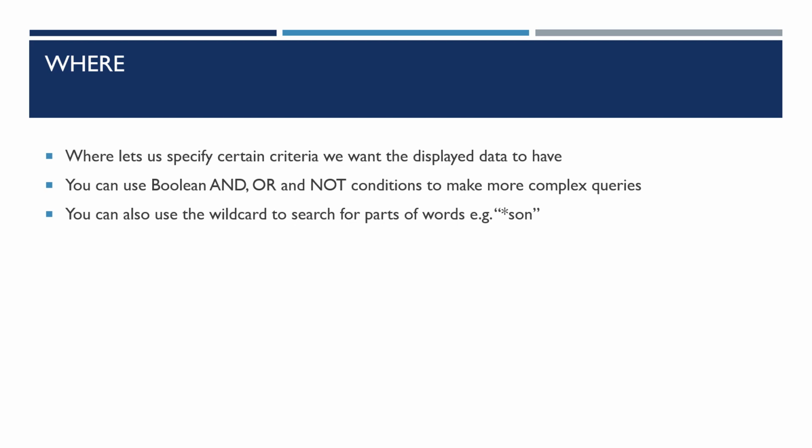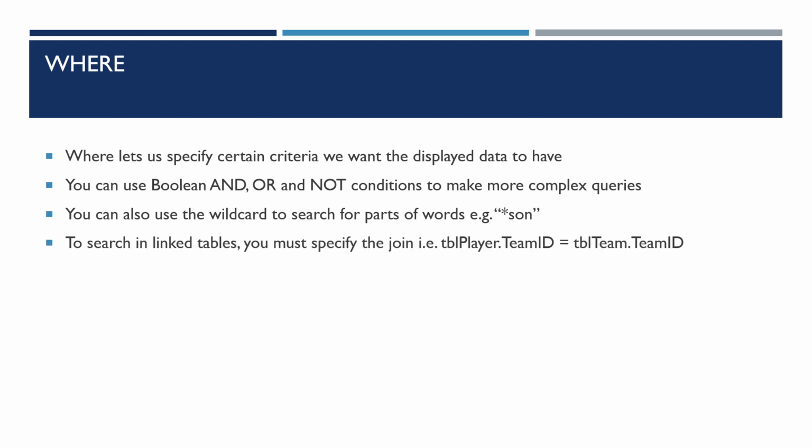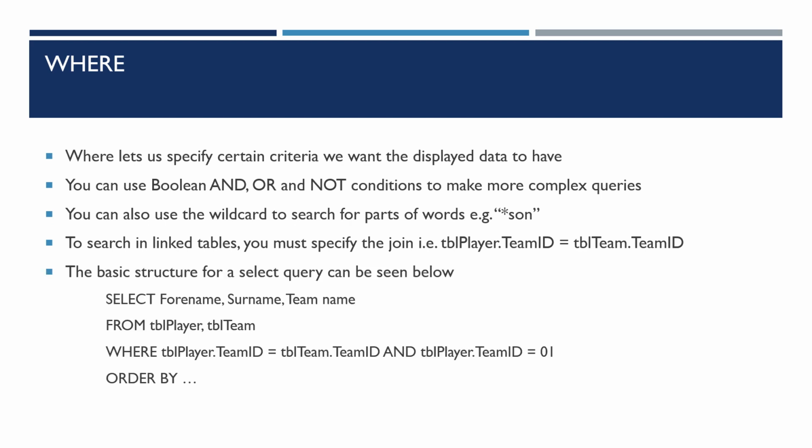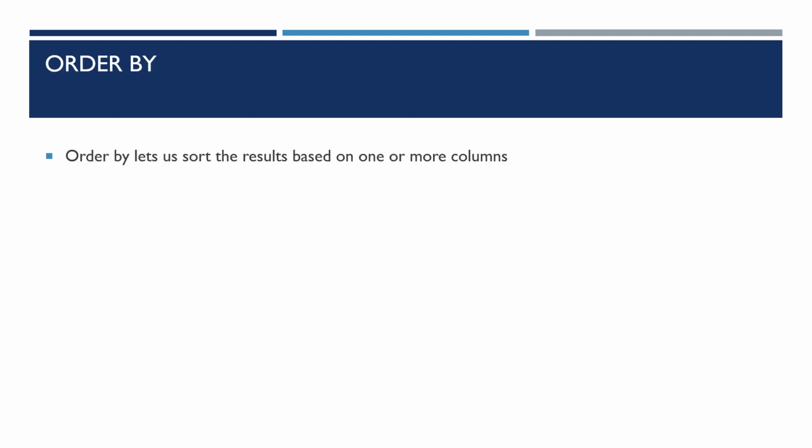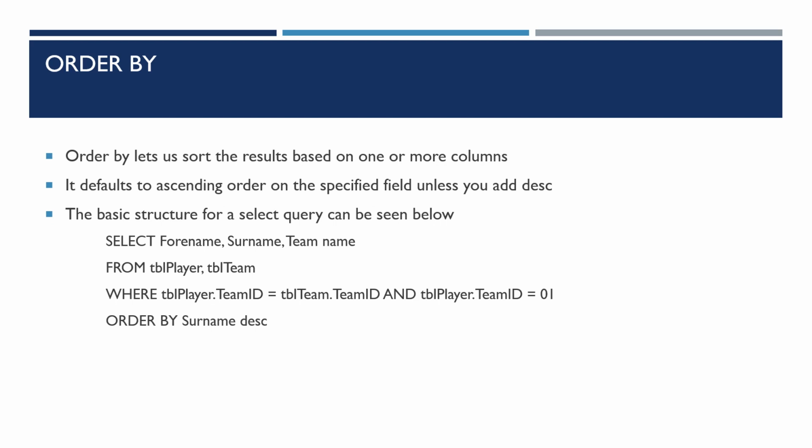To search in linked tables, you must specify the join. For example, tableplayer.teamid equals tableteam.teamid. In our example, we have specified the link in the two tables, tableplayer.teamid equals tableteam.teamid, and requested that we only see the ones where the team ID in the player table is 01. The order by line lets us sort the results based on one or more of the fields. It defaults to ascending order on the specified field unless you add DESC. In our example, we are asking for the results to be sorted by surname in descending order, so it will start from Z down through to A.